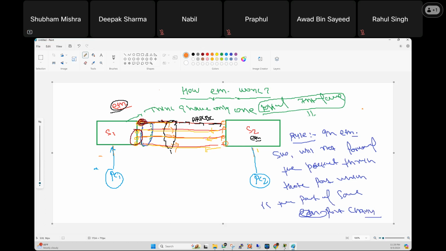Now think about what the rule means. Tell me one thing. You configure the ether channel here as well as here. Yes or no? So when you configure the ether channel here, what will happen? All these four ports will convert into one logical port, and that is called port channel. Similarly, here you configure the ether channel.